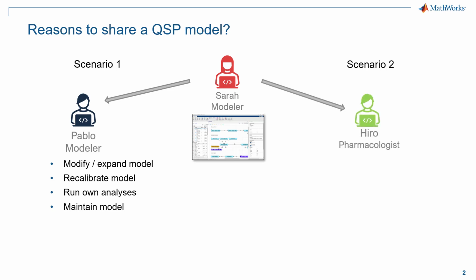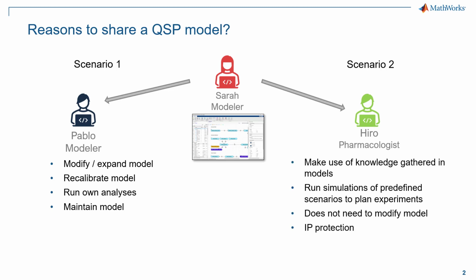Scenario number two, Sarah might want to share that model with someone who's not a modeler, like Hiro, who's a pharmacologist. The idea being that Hiro could make use of the knowledge that has been gathered in that model. He could run simulations of different scenarios to predict the outcome of experiments. And here, he does not need to modify the model. So maybe Sarah could hide the complexity of that model. She could even want to protect her IP as well.